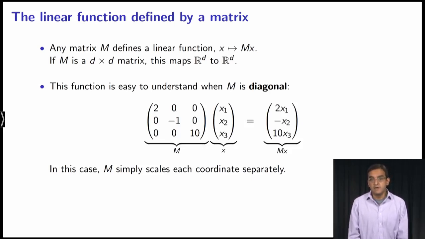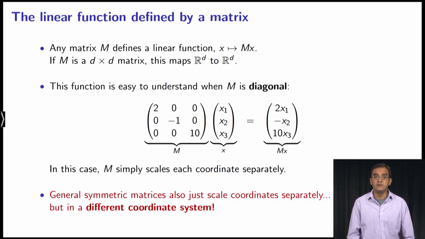This defines a linear transformation from three-dimensional vectors to three-dimensional vectors. And because this matrix is diagonal, it's very easy to say what this transformation is. It takes a vector x1, x2, x3, and simply doubles x1, multiplies x2 by -1, and multiplies x3 by 10. A diagonal matrix is easy to understand because it is simply scaling each coordinate separately. The coordinates don't get mixed up at all. Okay, so that's a diagonal matrix.